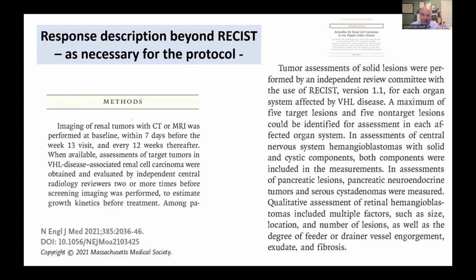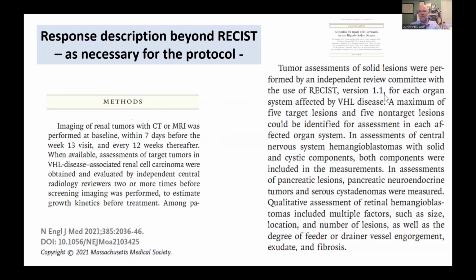Let us come back to the paper now that we know all the background. In the methods, you will find how often the images are done, what images there were, and you see this was CT or MRI. And you will also find how the response criteria were applied, and which method was used. And what do we find here?